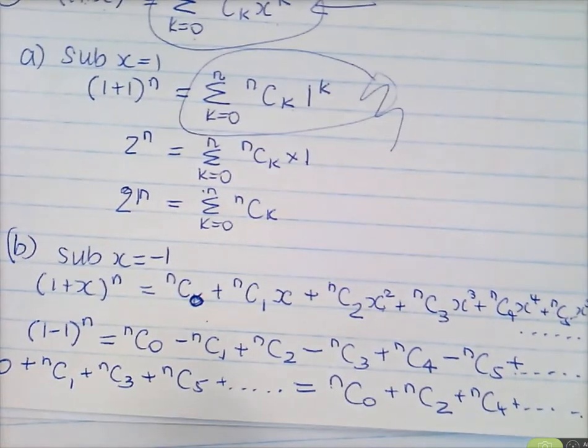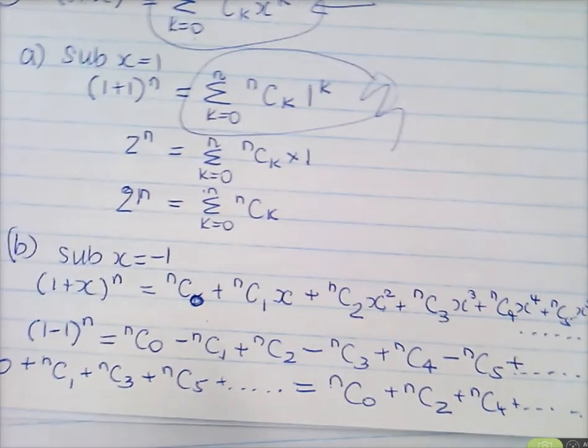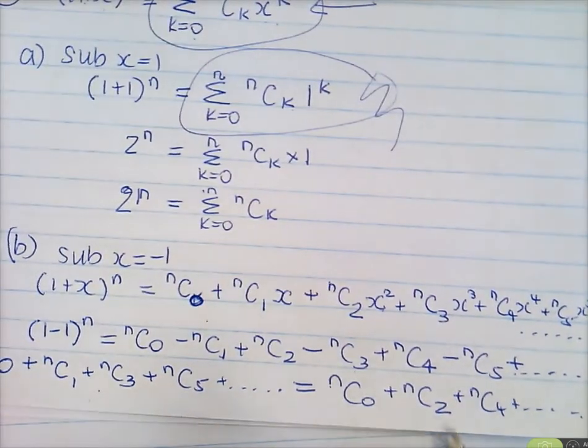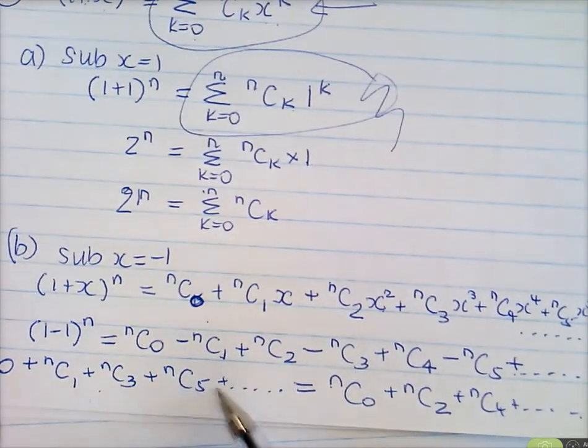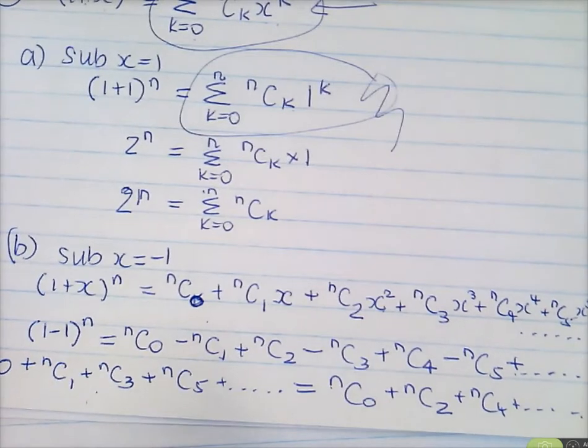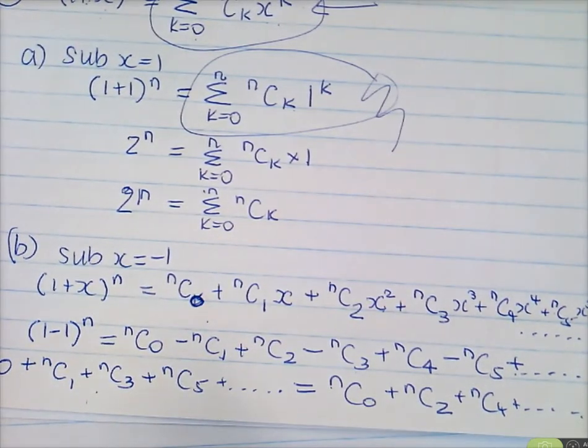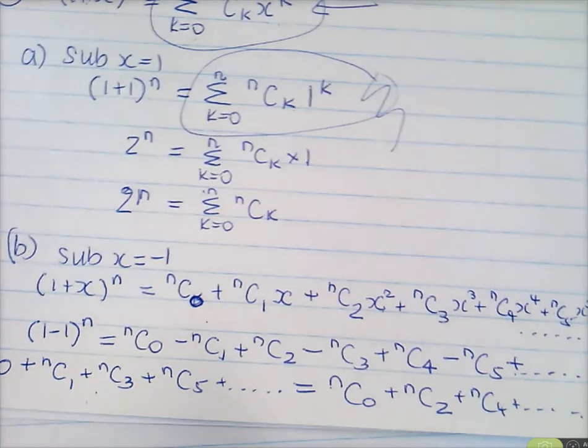That's the result that you've proved. It doesn't matter that yours is on the left and theirs is on the right. Okay? So that result's just been proven. You can copy it again. Therefore, NC0 plus NC2 plus NC4 equals NC1 plus NC3 plus NC5 dot dot dot. So that's proven. It then says, hence, by using the result of part A, show the next result.